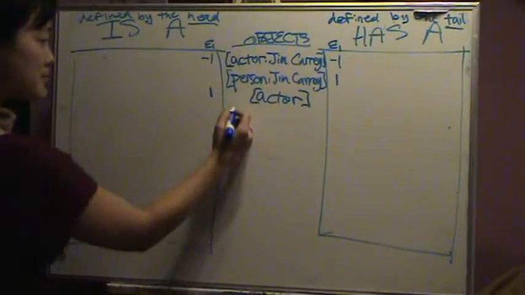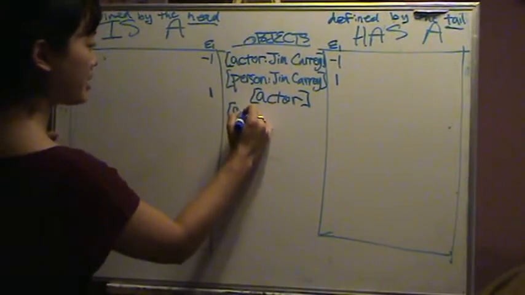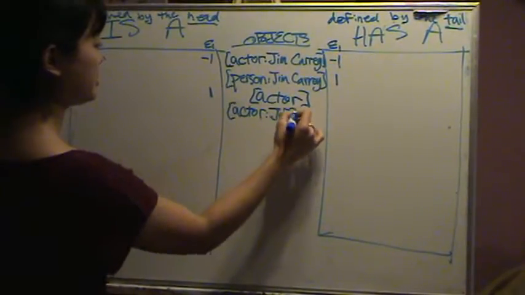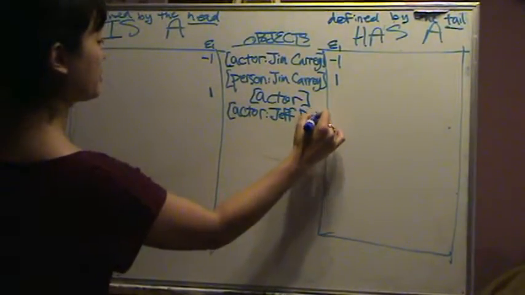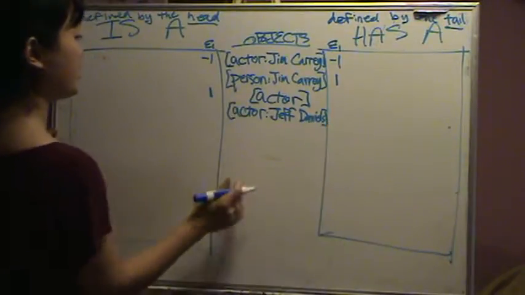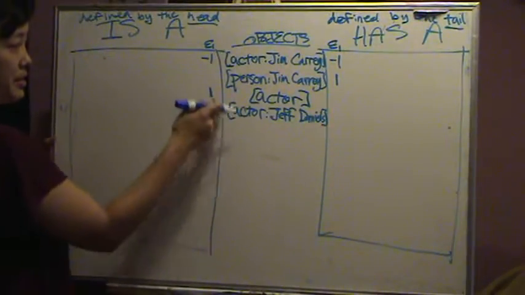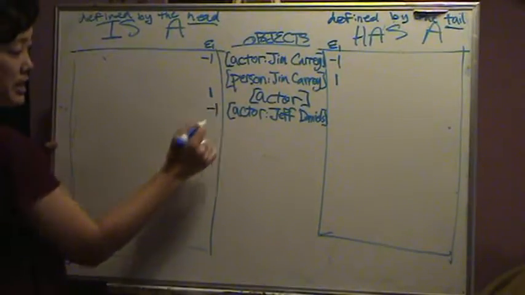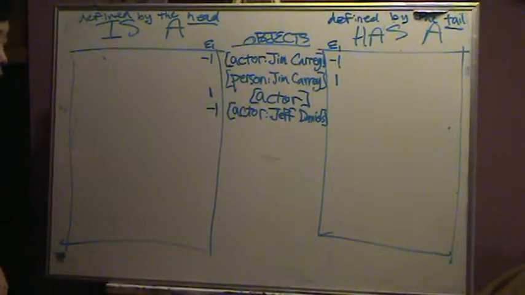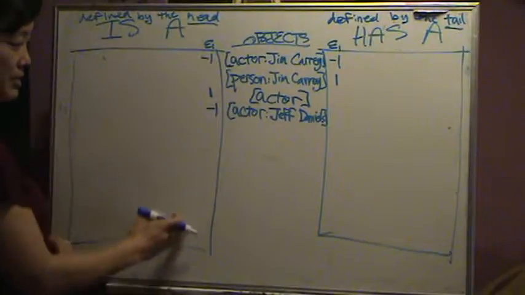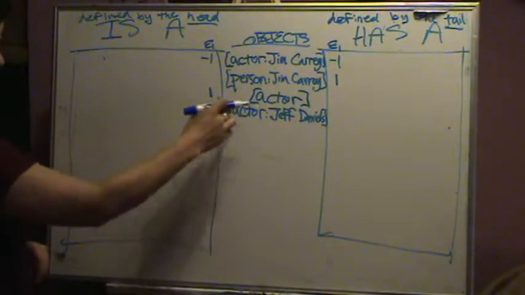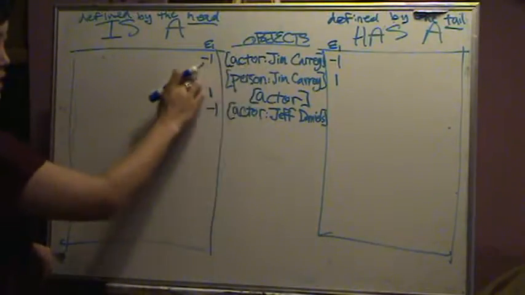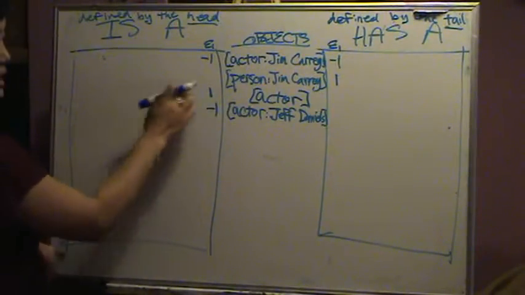So let's give another actor. Let's say actor Jeff Daniels. Alright, so this is defined by actor, so we can just put a -1 here. And so if we're looking at this edge, we can see that actor Jim Carrey and actor Jeff Daniels are each a actor.